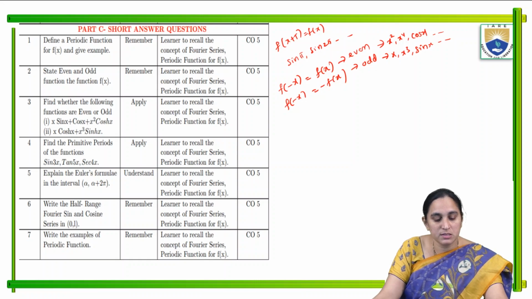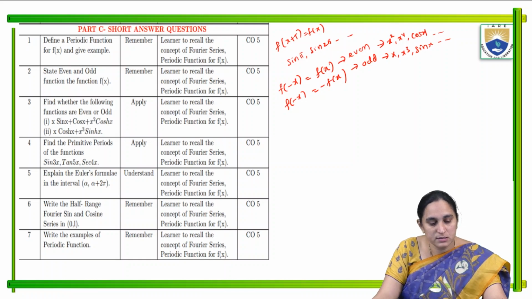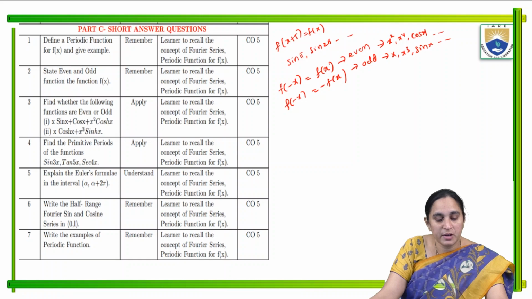Second one, x cos hx plus x cube sin hx. First of all, we have to verify whether it is an even or odd function. Okay, that is the answer. Next, fourth one, find the primitive periodicities of the function. Primitive periodic function means the same as the first question. For that, we can find sin 3x, tan 5x and secant 4x.